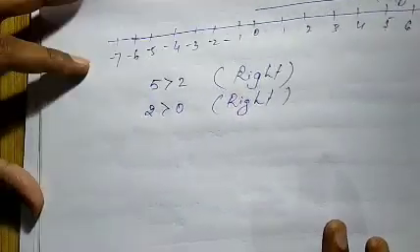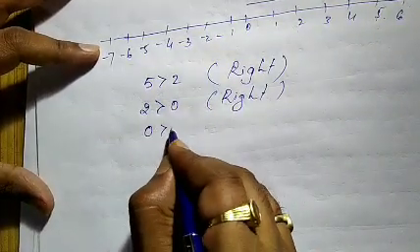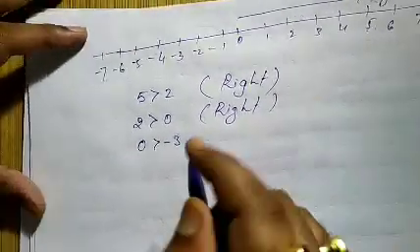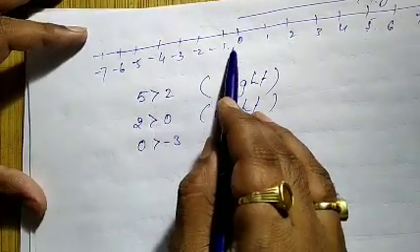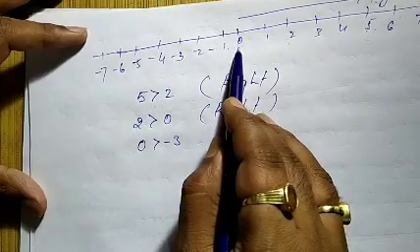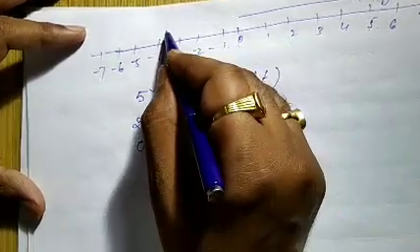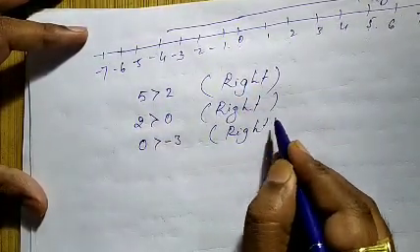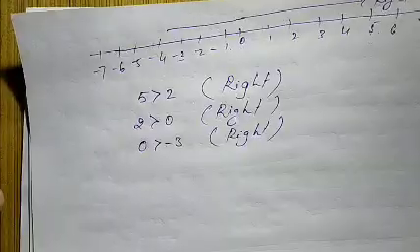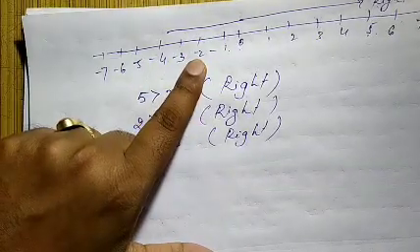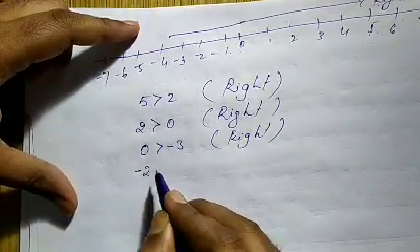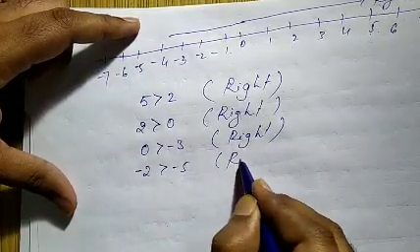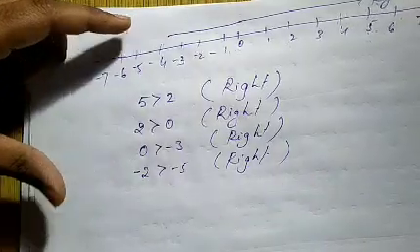Now again, if I ask is 0 greater than minus 3? Yes, you know 0 is greater than minus 3, because where is 0 located? On the right side. Suppose I ask, is minus 2 greater than minus 5? You can immediately say yes, because it is located on the right side.